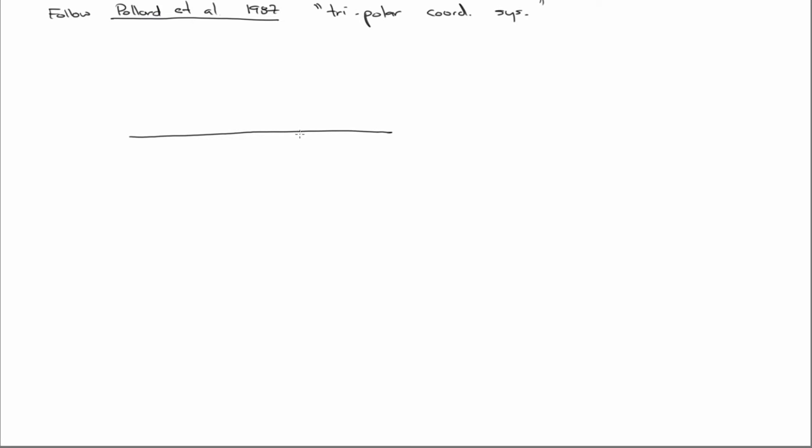So now we're going to follow some definitions from a paper, Pollard and others, 1987. We're going to define what they call a tri-polar coordinate system. So we're going to have a crack that's 2a in length, right? So we're going to plop down a coordinate system right at the centroid, right? So this is y. This is x. And so this point is a0, and this point over here is minus a0, and the coordinate system sits at the origin. So we have a crack that's length 2a. We're going to put a coordinate system right in the middle of it.